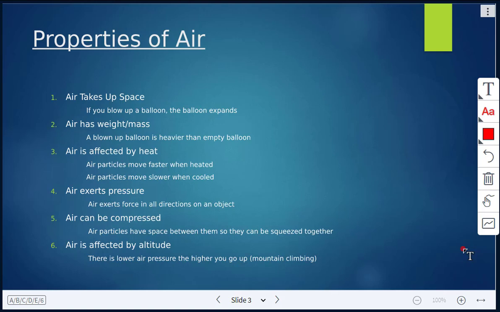So altitude means going up in, for example, climbing a mountain, you are increasing your altitude. So as you go up a mountain, for example, mountain climbing, there is lower air pressure the higher that you go up.